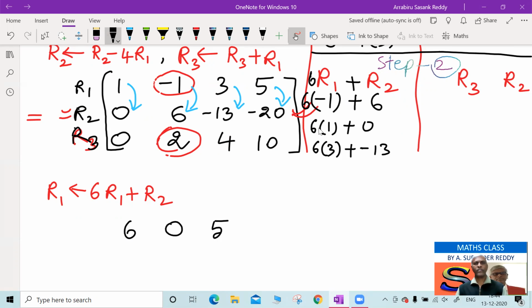నెక్స్ట్ 5 minus 20 తీసుకుంటే 6 into R1 అంటే 5. 6 into 5 ప్లస్ R2 అంటే -20. 6 by 30 minus 20. 30 minus 20 10. సో 5 అనేది 10గా మారింది. నెక్స్ట్ R2, no change in R2. So write as it is, second row 0 6 minus 13 minus 20.